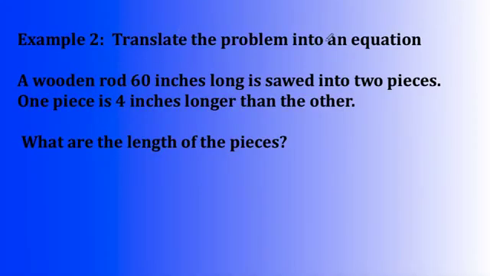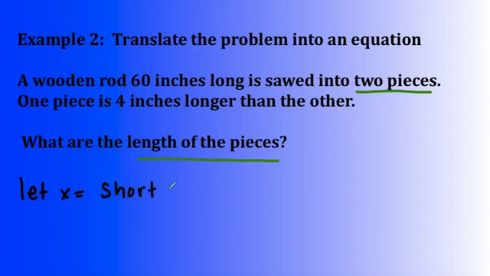All right, let's try another one. Translate the problem into an equation, and then we're going to solve. A wooden rod 60 inches long is sawed into 2 pieces. One piece is 4 inches longer than the other. What are the lengths of the pieces? Okay, we have to write our let statement, and we're going to write it based on the one that's shorter. So I'm going to let x equal the shorter piece, and x plus 4 is the longer piece.